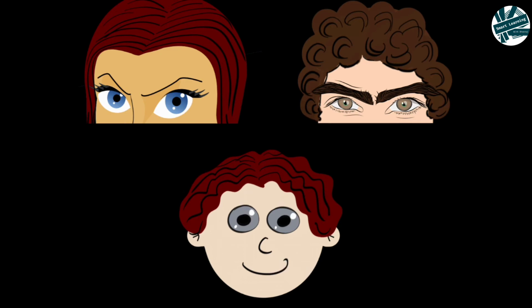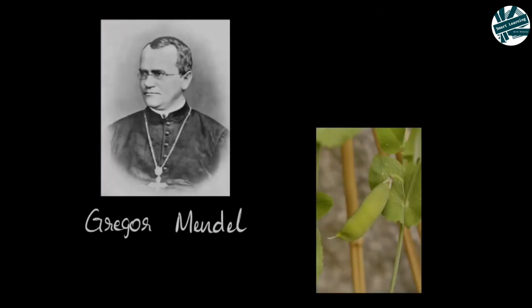Who's going to answer this question? Well, there was one man, actually a monk, named Gregor Mendel, who decided he's going to answer this by growing a lot of pea plants in his garden.